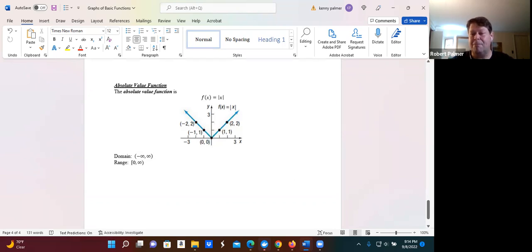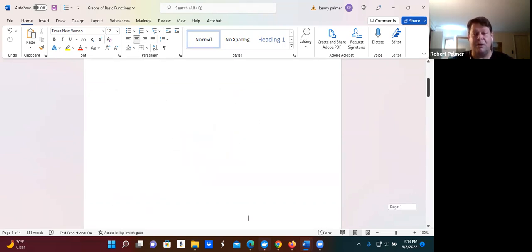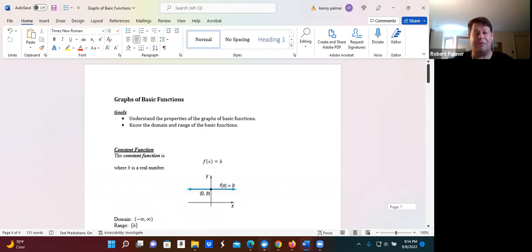So those are the basic functions. You want to be familiar with those and also understand their domains and ranges and be able to graph them.